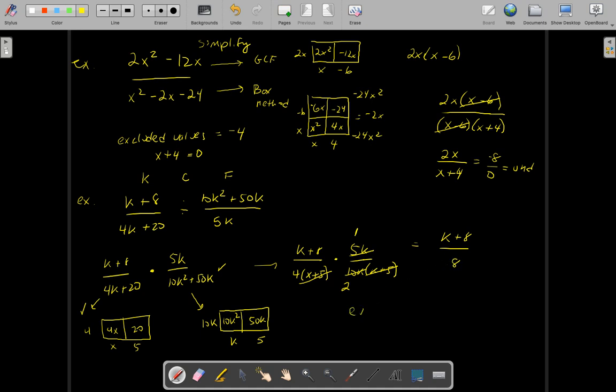Now the idea is, what are the excluded values here? In this situation, I have just a whole number on the bottom. So there's no x plus 8 or anything on the bottom. If I set it equal to 0, there's going to be no opportunities for me to find a number that I can exclude. So the excluded values is going to be none in this situation.